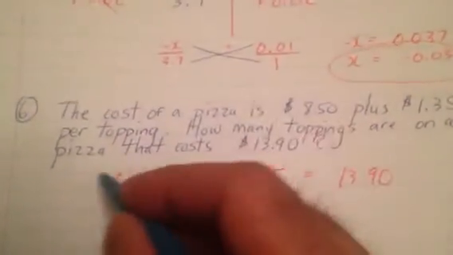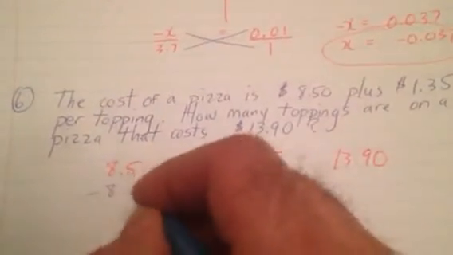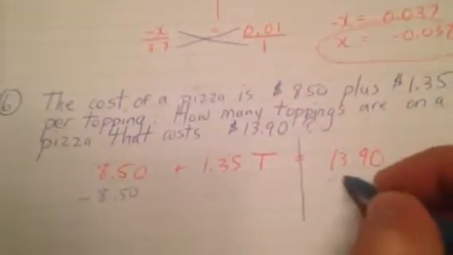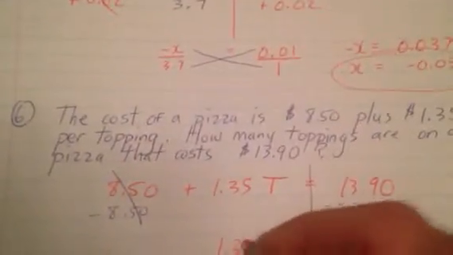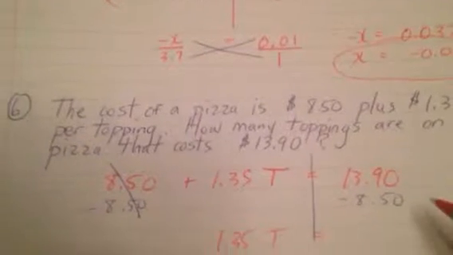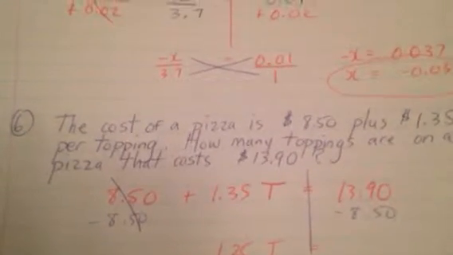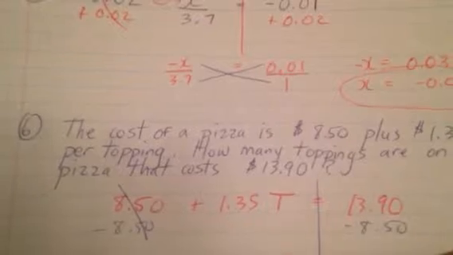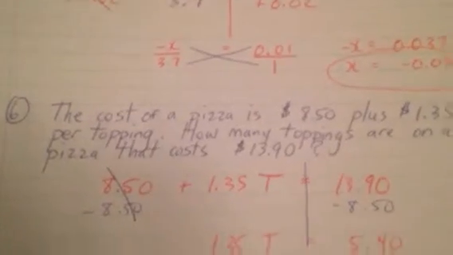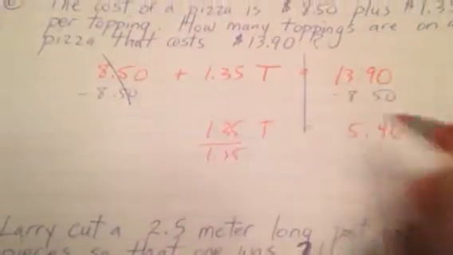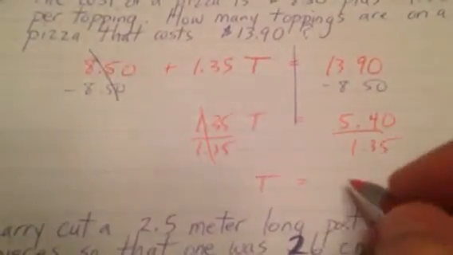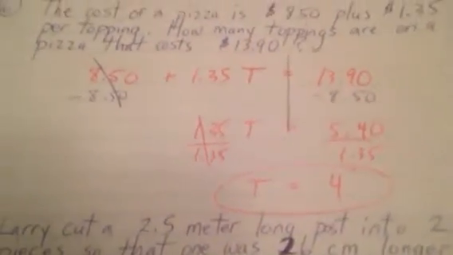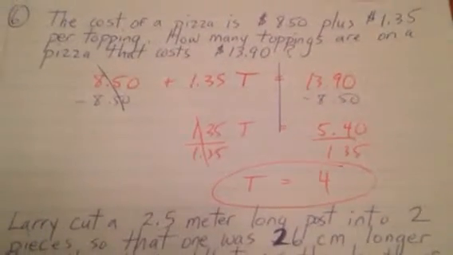So I want to get t by itself, got to get rid of this. So I do a minus 8.50. Whatever I do to one side, I do to the other. That cancels that out. We're left with 1.35t is equal to 13.90 minus 8.50, and that works out to be $5.40, I believe. So 5.40. Now to get t by itself, we divide both sides by 1.35. That cancels out. We're left with t toppings. The number of toppings is equal to 4. That's how you use algebra or solving equations to get that.